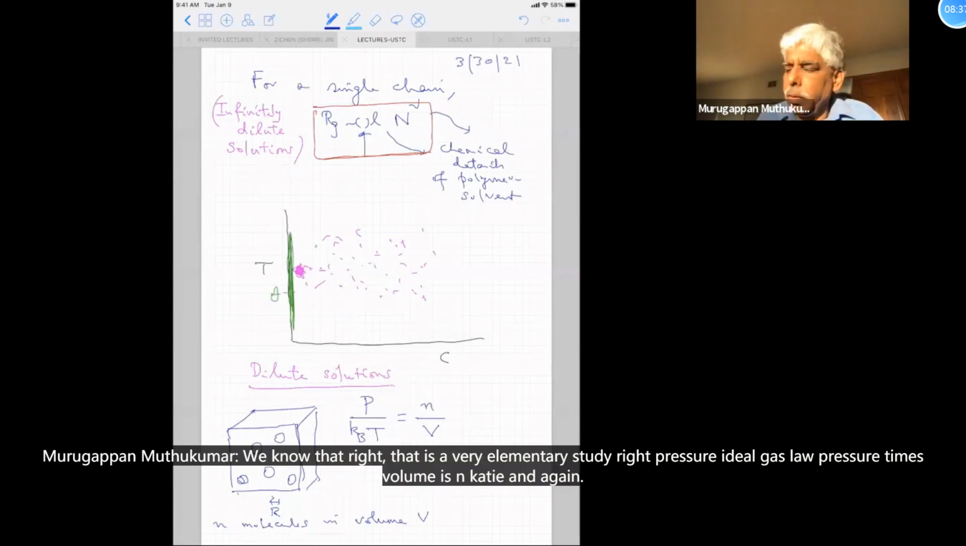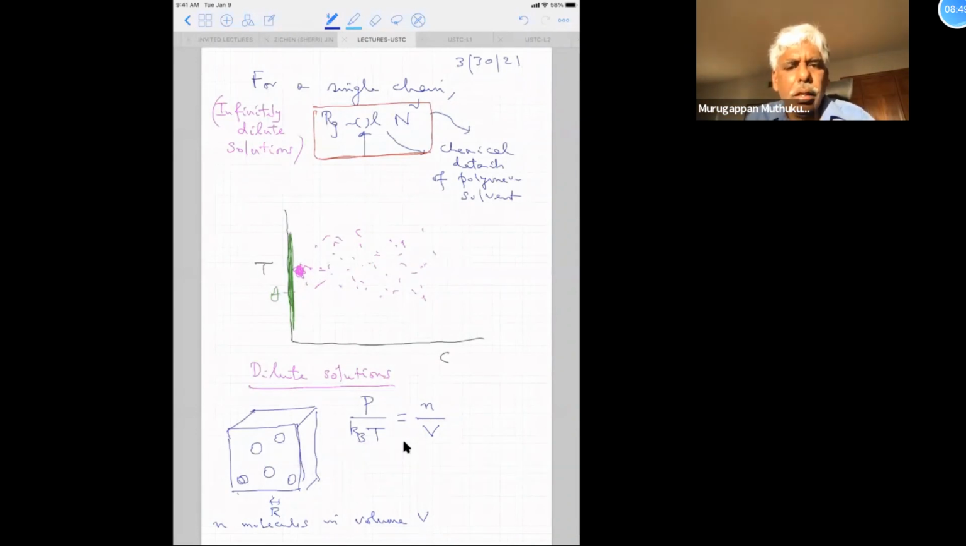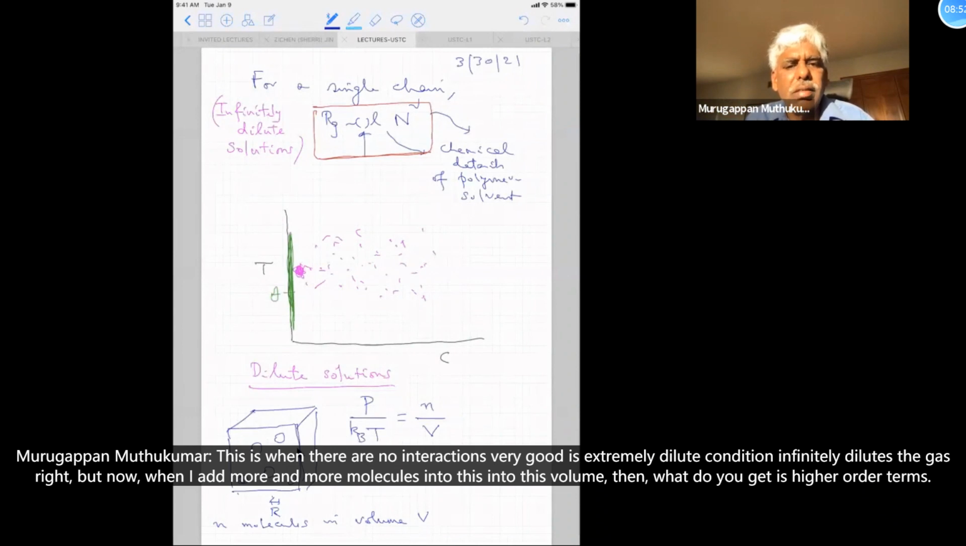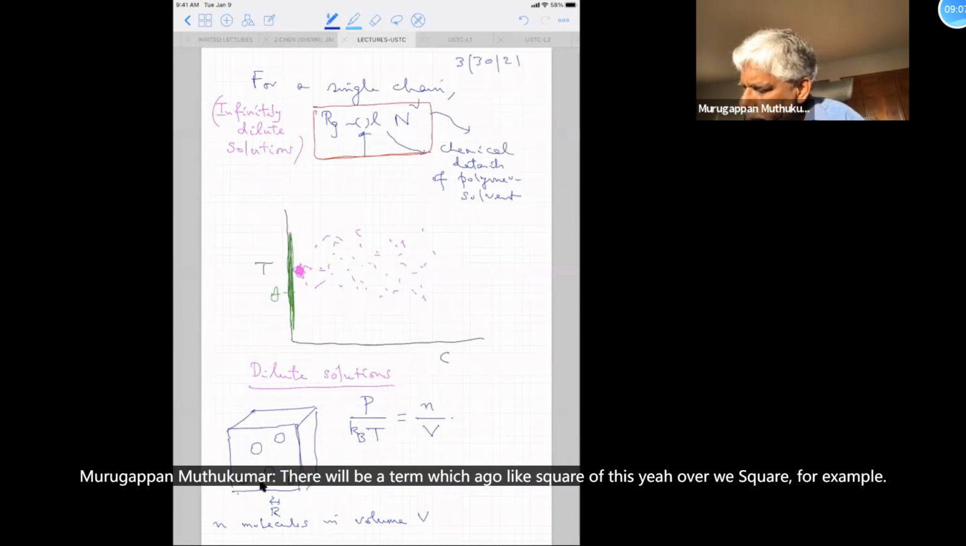We know that, right? This is a very elementary study. Pressure, ideal gas law: pressure times volume is NkT. This is when there are no interactions, an extremely dilute condition, an infinitely dilute gas. But now when I add more and more molecules into this volume, what you get is higher order terms. There will be a term which will go like the square of N over V, for example.